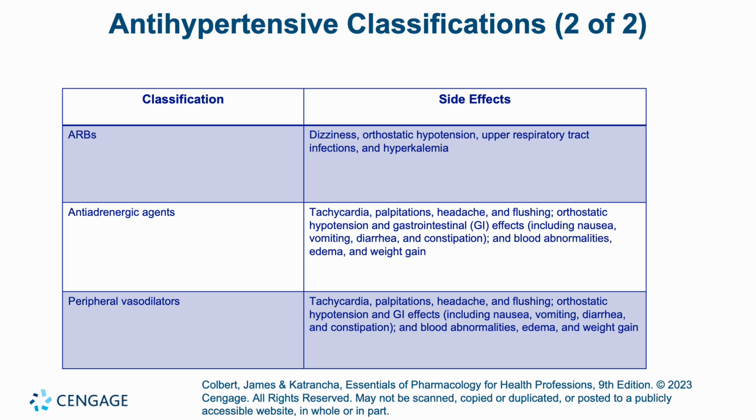Last, we have your peripheral vasodilators. The example they give in the book is hydralazine, sometimes used in the treatment of moderate to severe hypertension. And this is one that we give oftentimes IV if somebody comes into the hospital with a very high blood pressure that we need to treat quickly. The side effects are very similar to the antiadrenergic agent side effects, including tachycardia, palpitations, headache and flushing, orthostatic hypotension, and GI effects, blood abnormalities, edema, and weight gain.